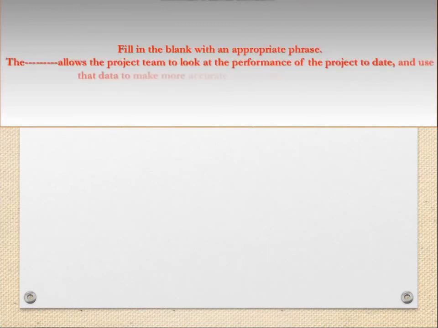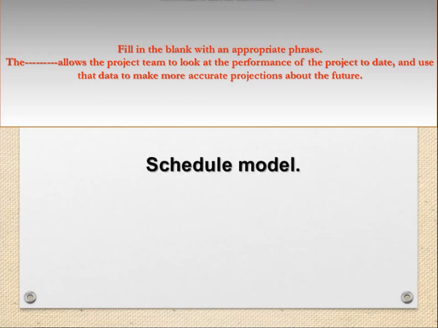Question. Fill in the blank with an appropriate phrase that allows the project team to look at the performance of the project to date and use that data to make more accurate projections about the future. Answer. Schedule model. Explanation. The main function of the schedule model is to provide a useful roadmap that can be used by the project manager and the project team to assist them in completing the project fruitfully.